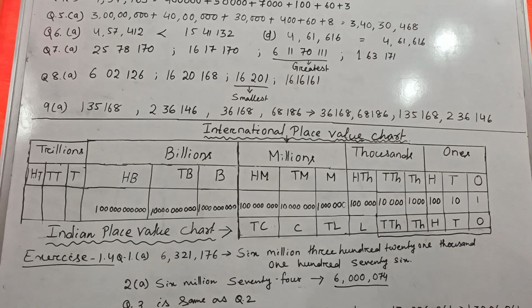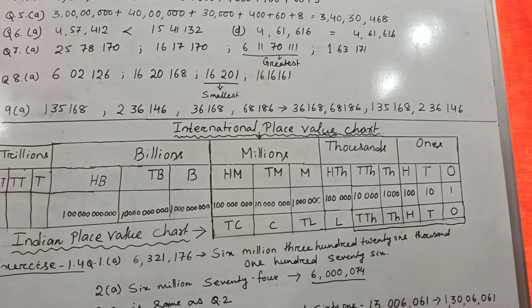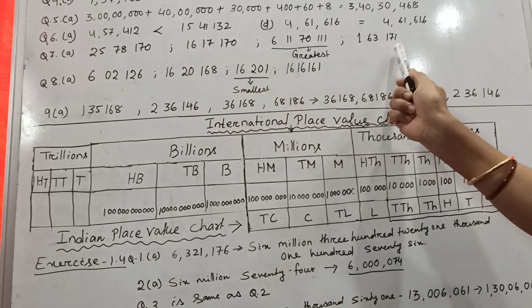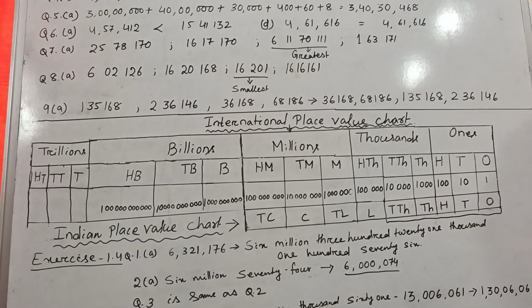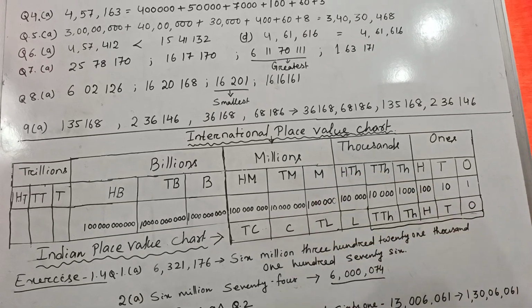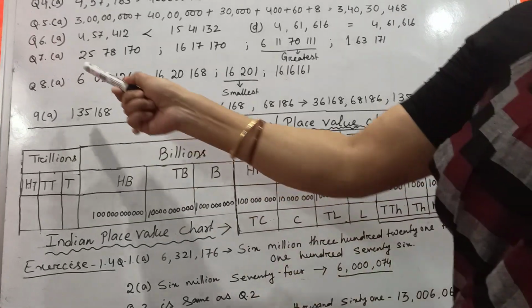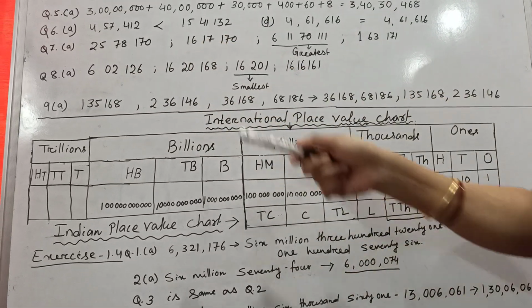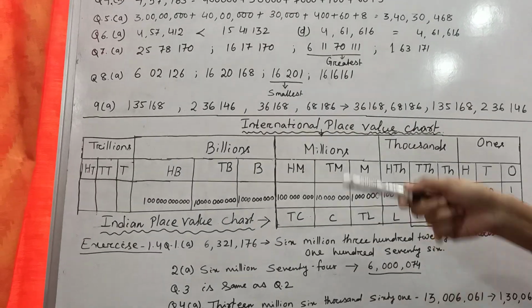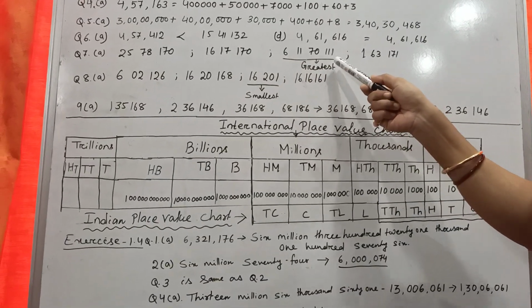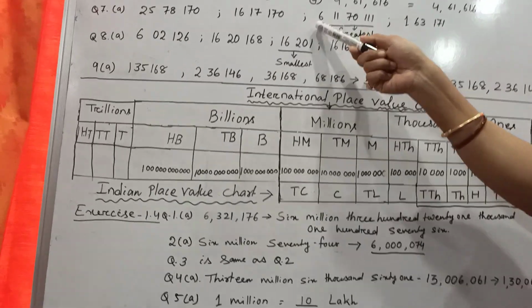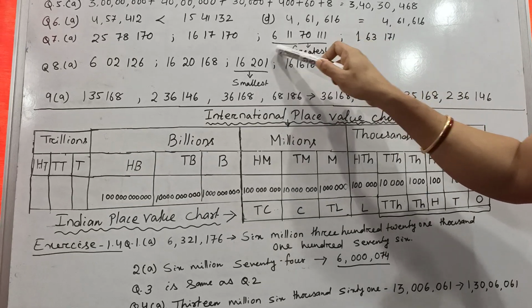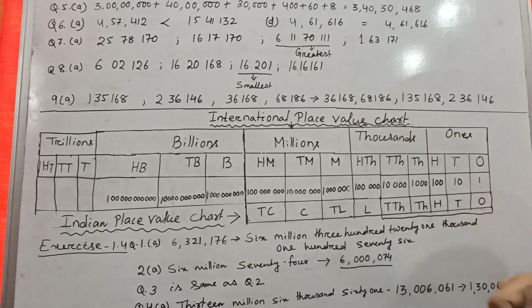Then in question number 7, find the greatest number from each group. There are 4 numbers given. You have to find out which one is the greatest. Here also you first count the number of digits. This is a 7-digit number. This one also 7-digit number. This one, how many digits? 1, 2, 3, 4, 5, 6, 7, 8-digit number. And this one is a 6-digit number. So this 8-digit number is the greatest number.